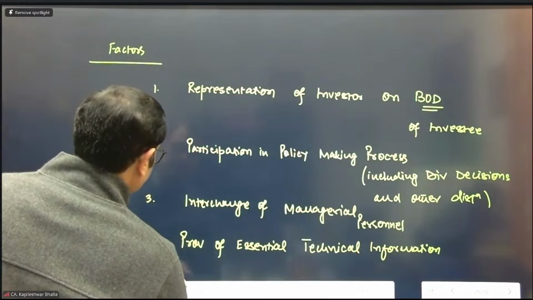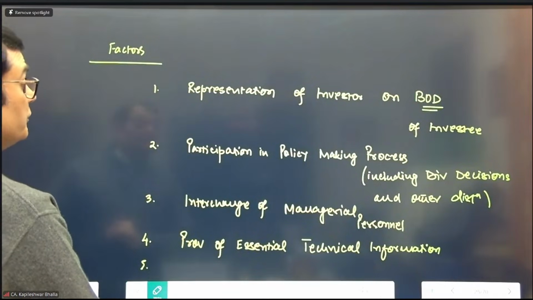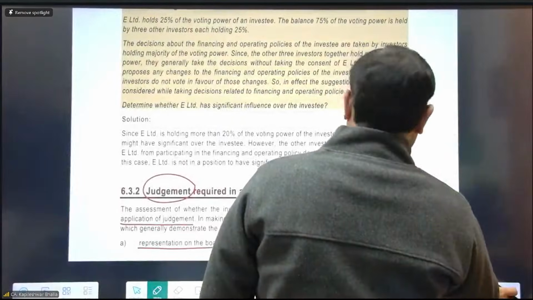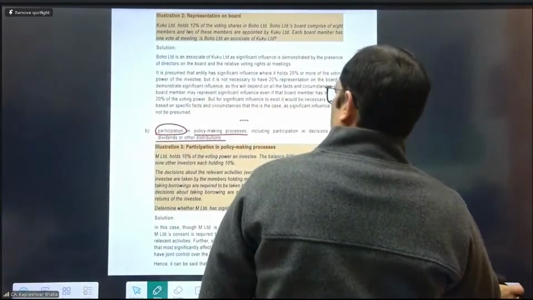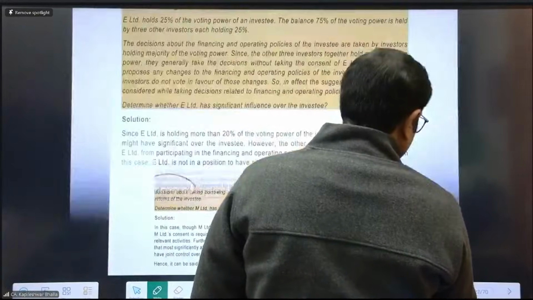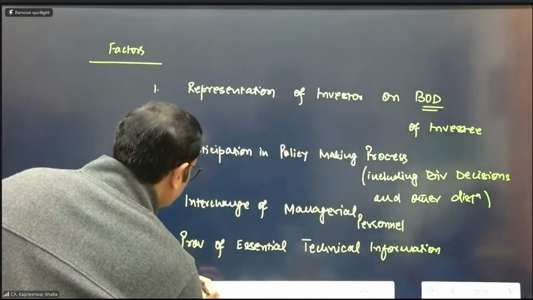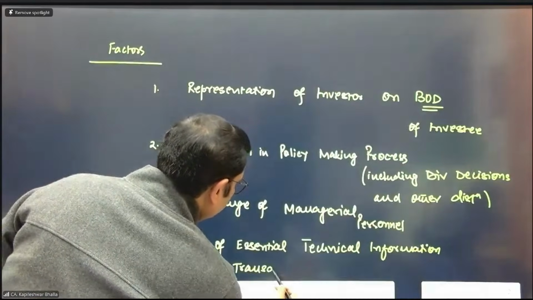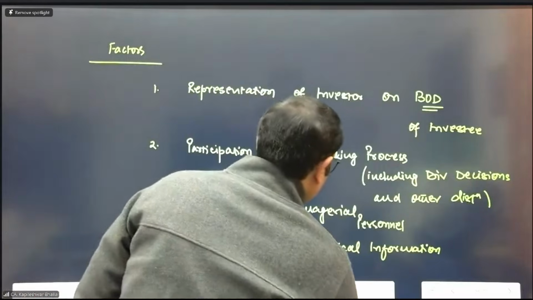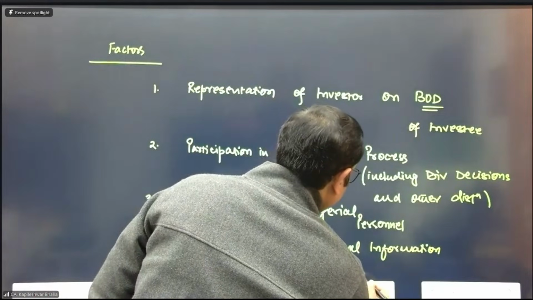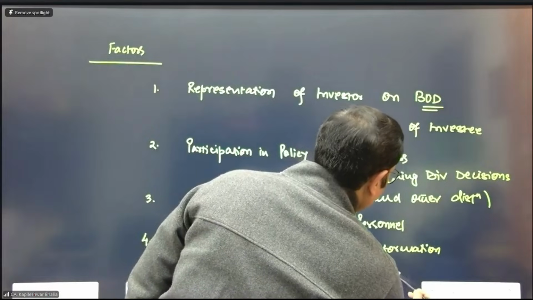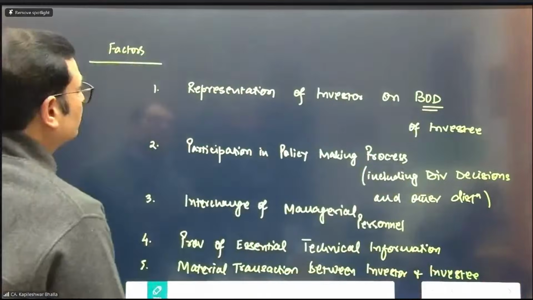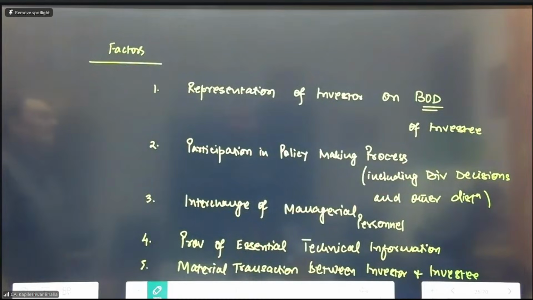And number 5, I think I forgot the point. So that was representation on the board, policy making, interchange, technical information. The next one is material transactions between investor and investee. So these are the other factors which will be evaluated.